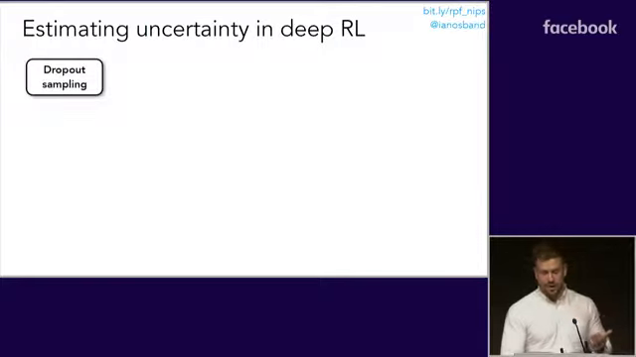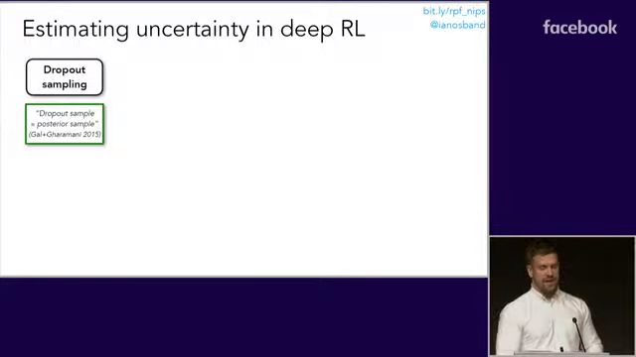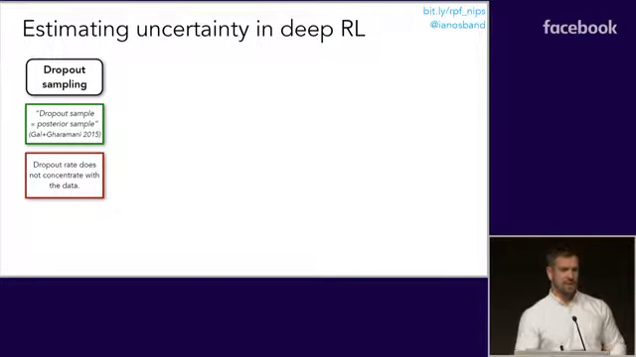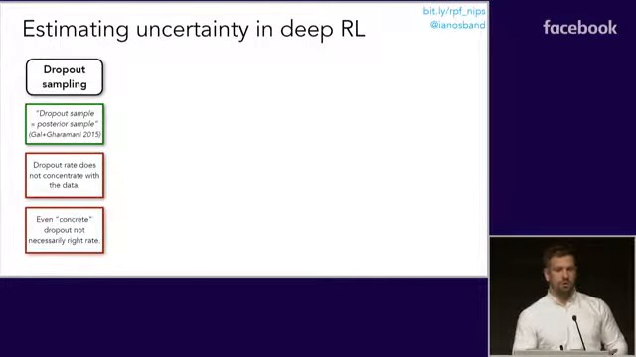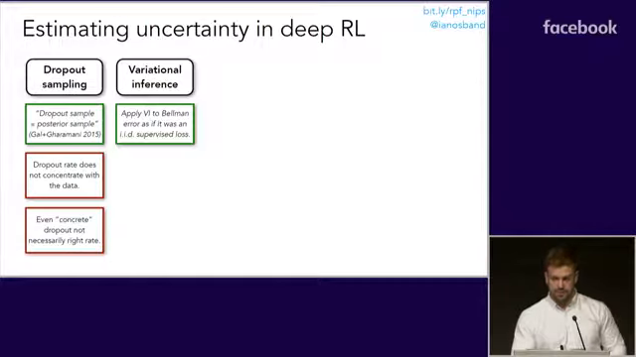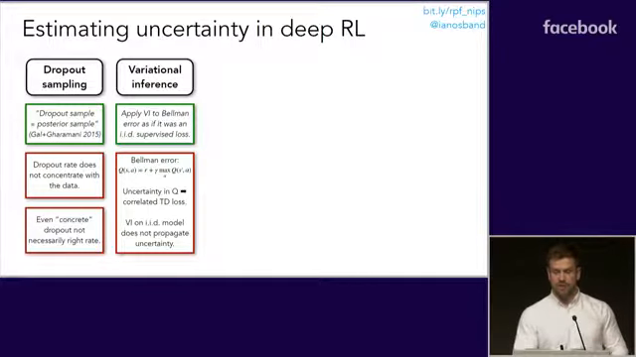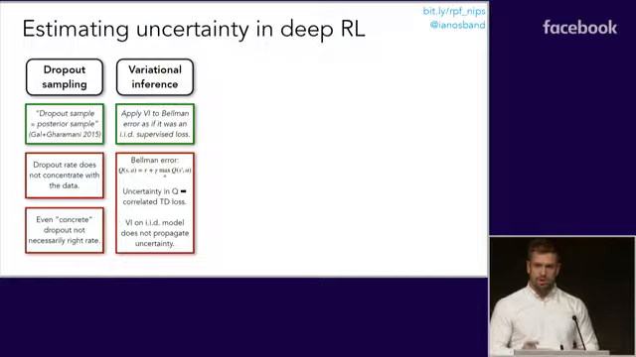First, dropout sampling. Everyone knows the meme that if you take a dropout sample, that's a posterior sample. But there are some issues: if you pick a fixed dropout rate, it doesn't concentrate with the data. And if you do concrete dropout, it might not concentrate at the right rate. Variational inference: apply VI to the Bellman error. A lot of papers do this. But there's an issue that if you look at the Bellman error on just a single time step, that might not propagate your uncertainty over multiple time steps in the right way if you don't take care of the correlations.